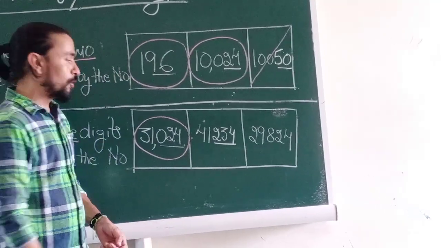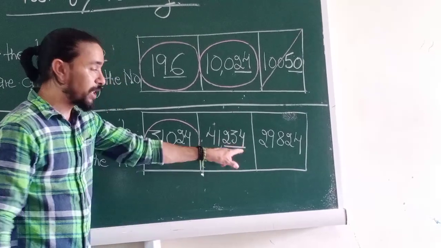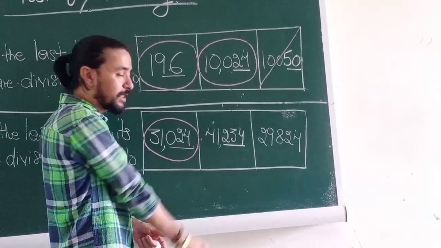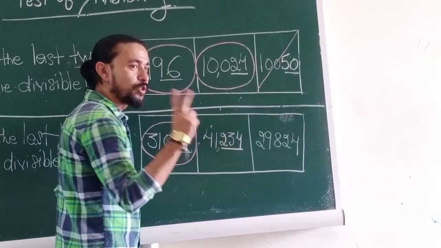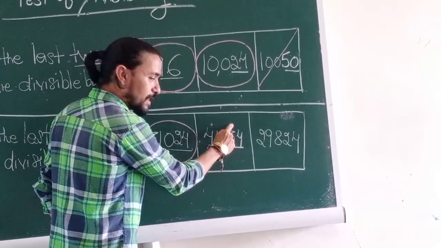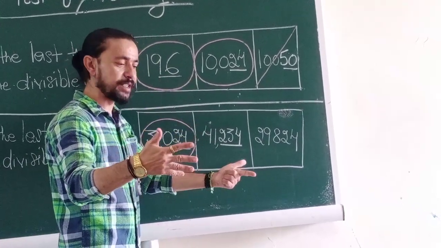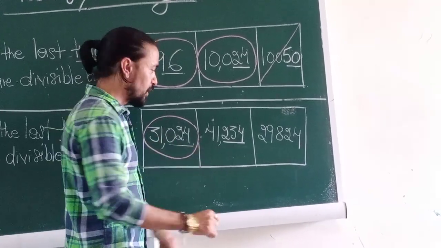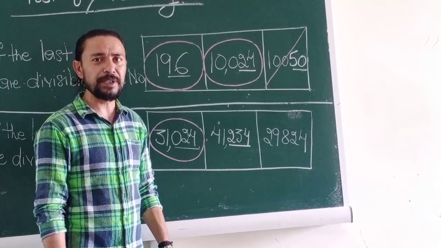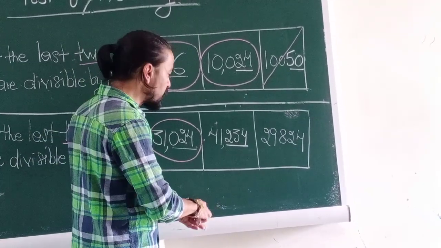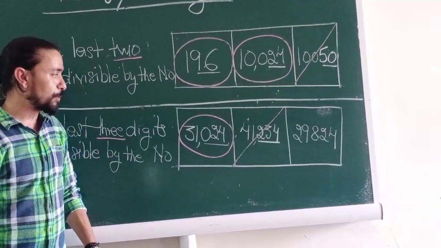2, 3, 4. This is 41,234. Now I want to check whether 234 is divisible by 8 rather than checking the entire number. So 8 will go into 23 2 times. 8 2s are 16, 17, 18, 19, 20, 21, 22, 23. So I've got 7. I put 7 here. 7 and 4, 74. Does 74 come in the 8 times table? No. So this number is not divisible by 8. I hope you are getting it.